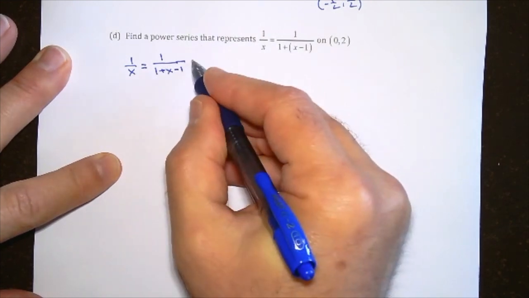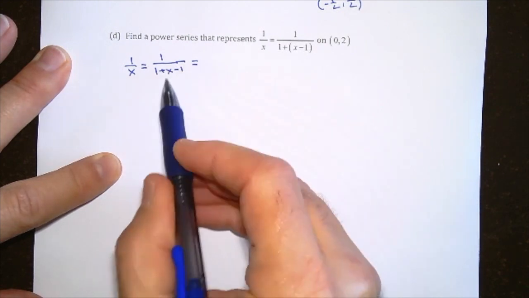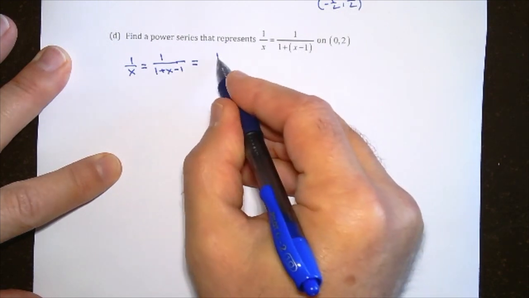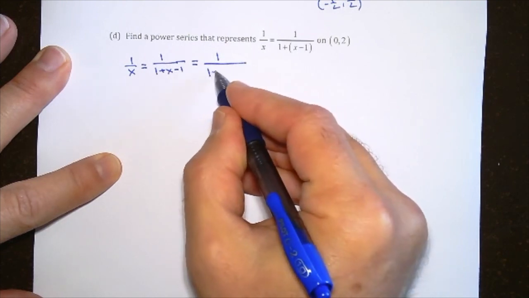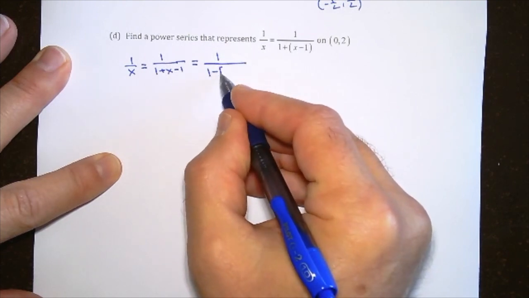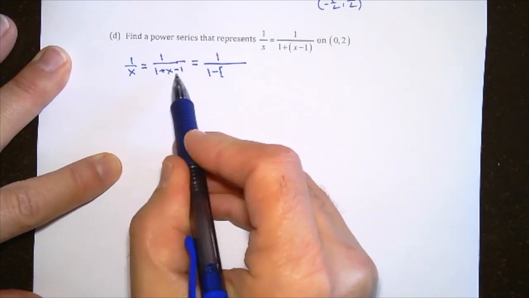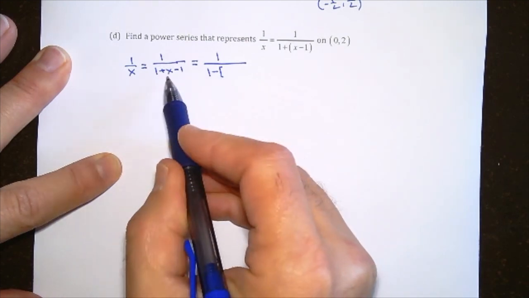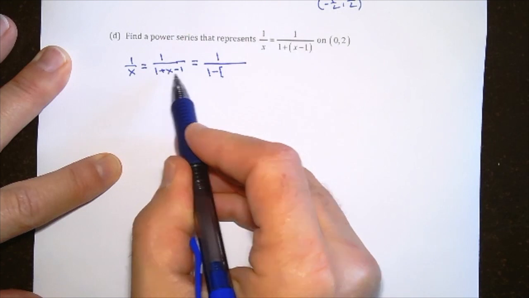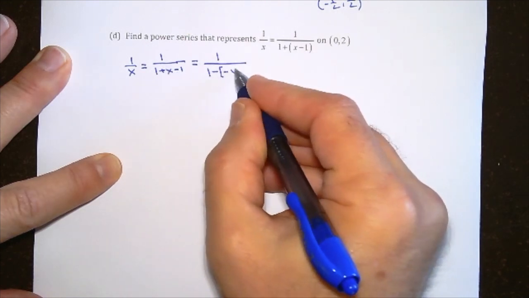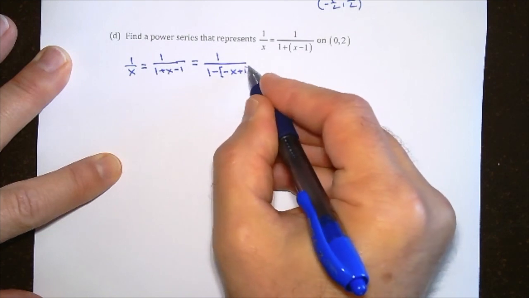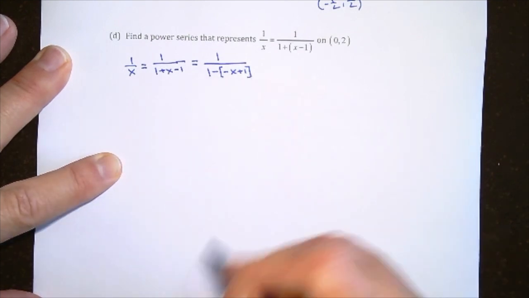So one thing that I can do is to rewrite this as 1 over 1 minus, and basically what I'm going to do is factor a negative out of this. So it's going to be a negative x plus 1, because I can factor 1. So negative x plus 1. Okay.